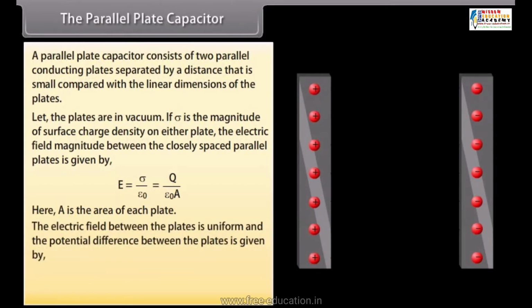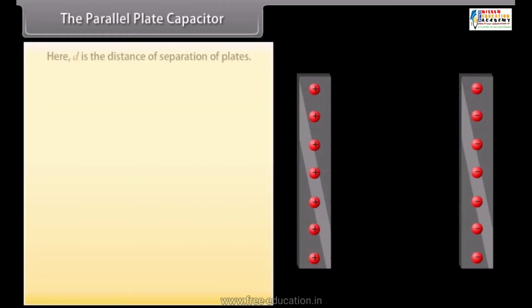The electric field between the plates is uniform and the potential difference between the plates is given by E D, which is equal to Q D upon epsilon naught A. Here, D is the distance of separation of plates.